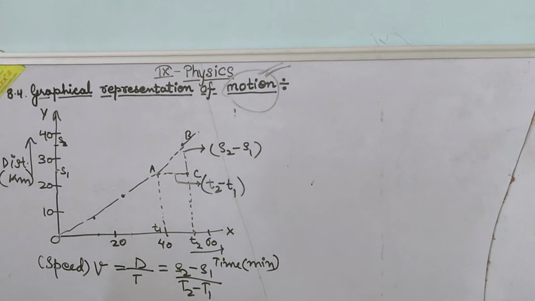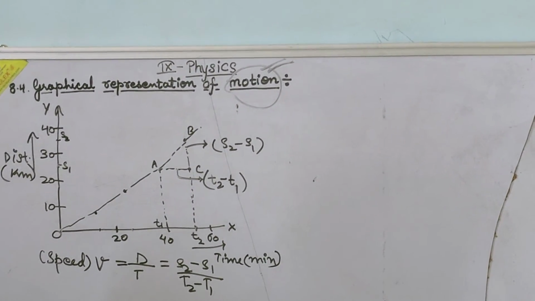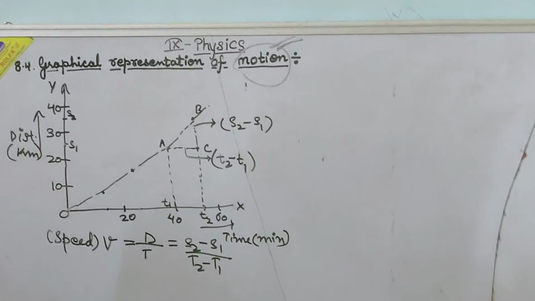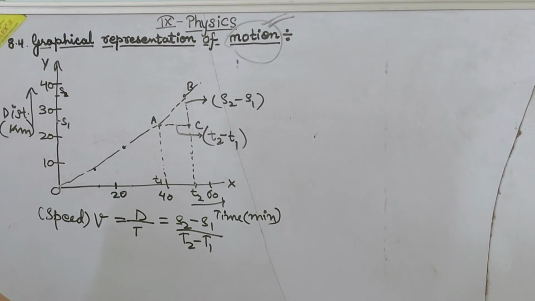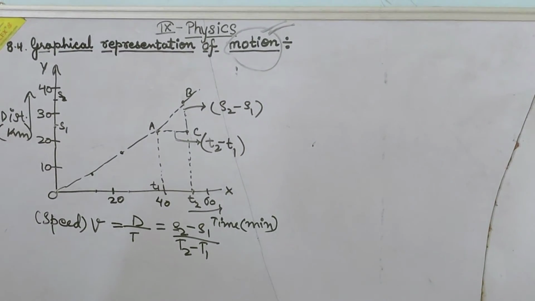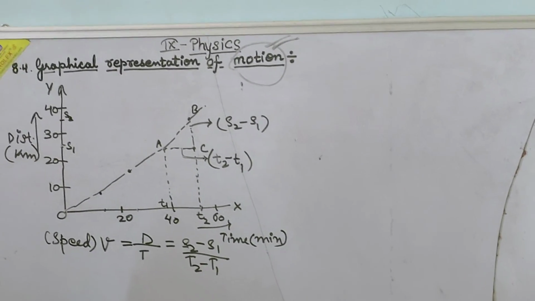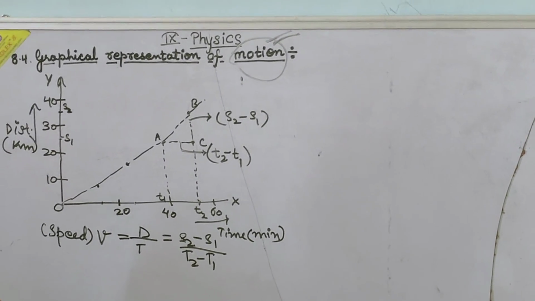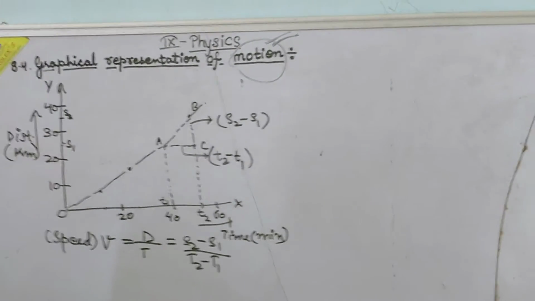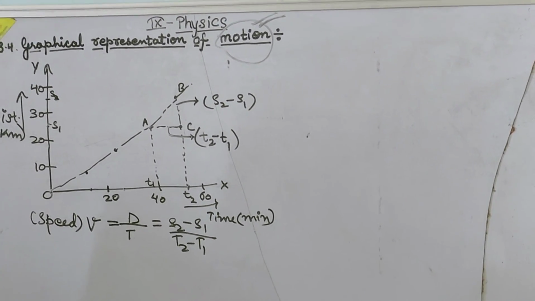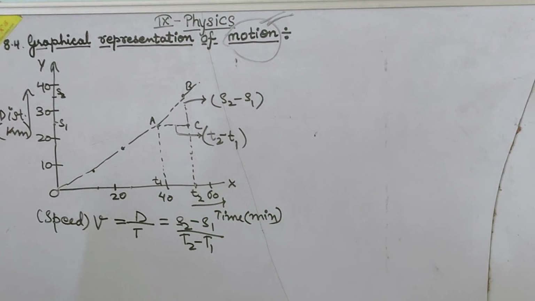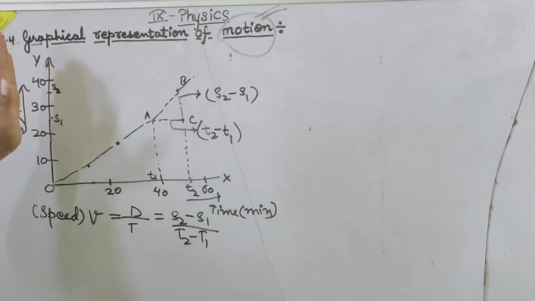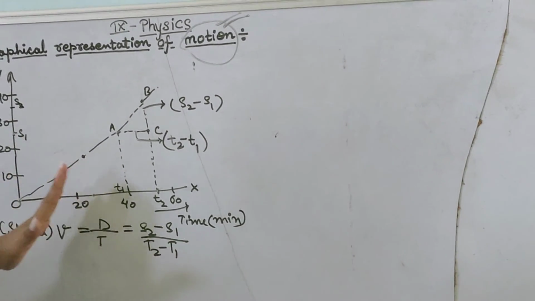The other graph, the non-uniform motion graph of a car, is given in the book. That graph is also very easy. Time in seconds is given on the x-axis, horizontally, and vertically distance is given in meters. So if an object first covers 1 meter in 2 seconds, see the graph in the book. If you don't understand, I will explain on the whiteboard. No, ma'am, it is very clear now. Whatever data is given in the book, we have to represent according to the data.